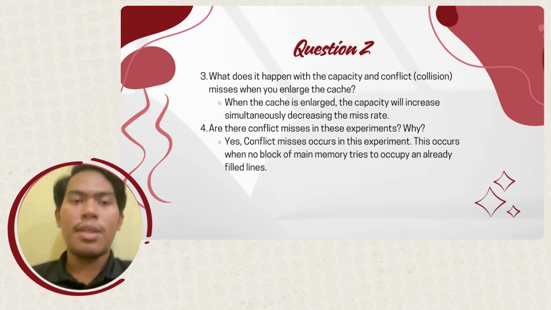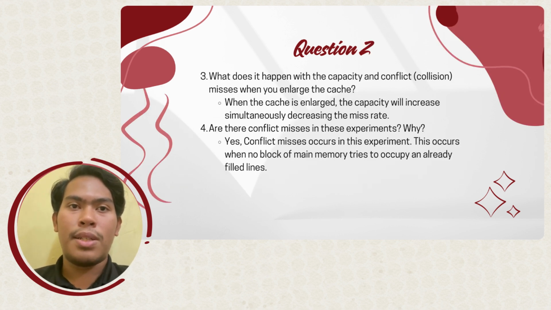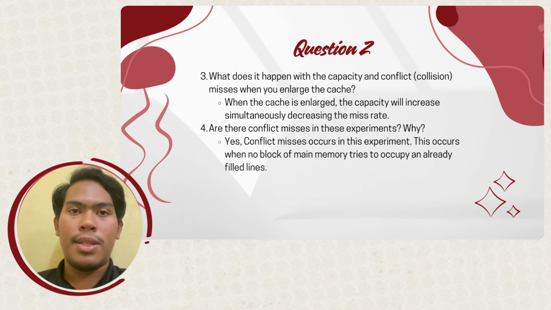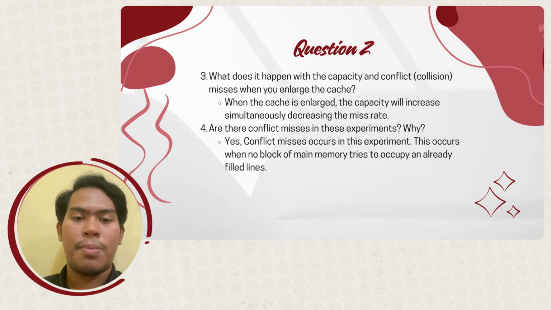As for the question, what happens with the capacity and conflict misses when you enlarge the cache? When the cache is enlarged, the capacity will increase, simultaneously decreasing the miss rate. Are there conflict misses in this experiment? Why? Yes, conflict misses occur in this experiment. This occurs when more than one block of main memory tries to occupy an already filled line.